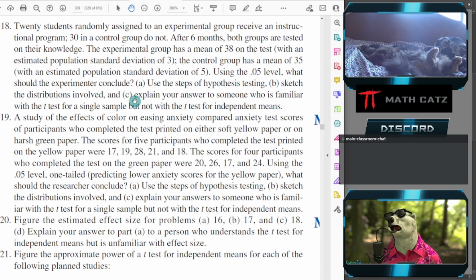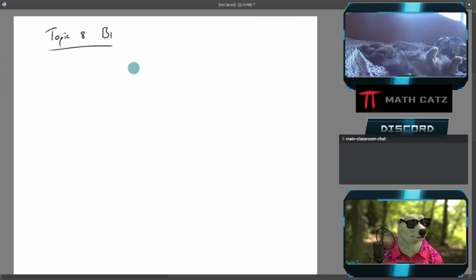All right. So it should be hopefully clear that we have two separate groups independent from each other. The first group gets the instructional program, the 20, and another 30 people do not. These are not the same people. These are two separate groups of people. So I'm in the independent groups situation, testing the means for independent groups. So let's start. Let's just number this here, name it appropriately.